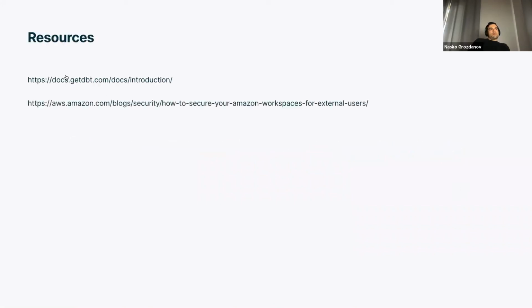I've left some resources. It's very easy to find dbt's documentation. But if anybody's interested in learning it, I highly recommend just running through the introduction. It's very quick and it's pretty thorough. And if anybody wants more serious security around securing workspaces to secure their development environment, I also have a link which I will share in the chat.